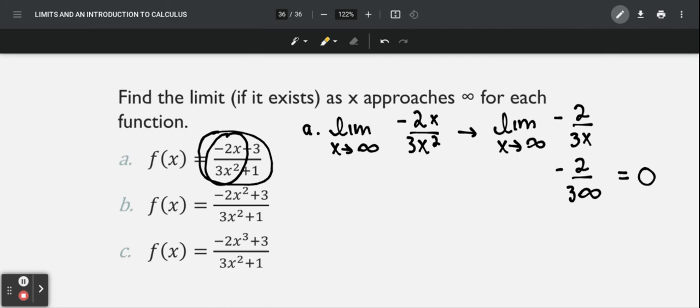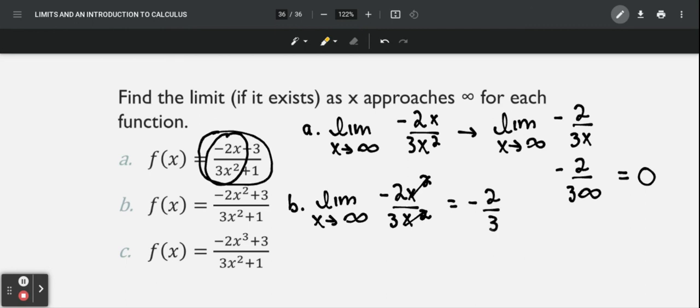All right, the next one, if we looked at this for part B, and we had the limit as x approaches infinity, and again, we're in standard form, so now we're comparing negative 2x squared over 3x squared. So when those degrees are the same, those x squareds would simplify. So we're really looking at the limit of negative 2/3, which whenever you have a constant, your limit is just that constant. All right, so for part B, our limit would be negative 2/3.